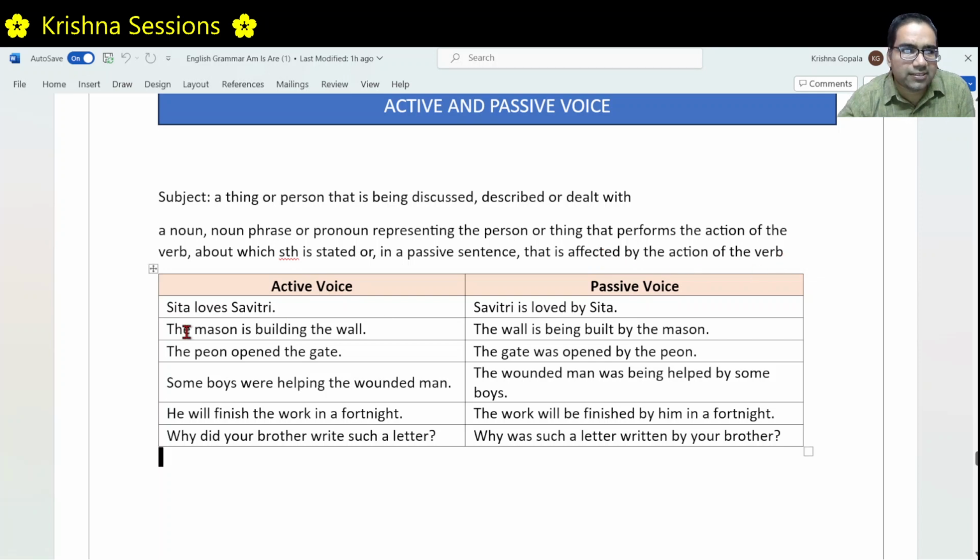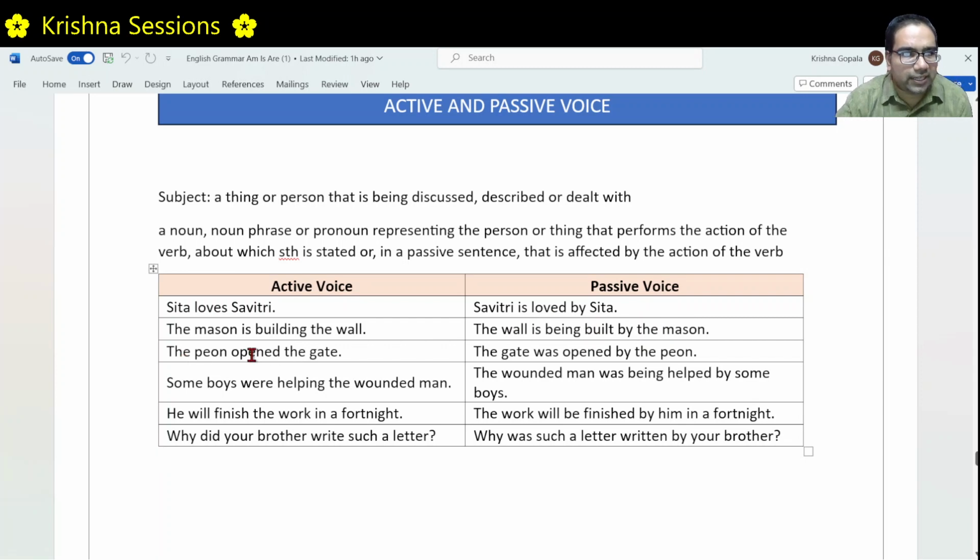She is receiving. "The mason is building the wall." In the active form, the mason is doing the action. Whereas in the passive form, the wall, which is the subject again, is not doing any action. It is receiving the action. "It is being built by the mason." Mason is doing the action. It is receiving the result of this action.